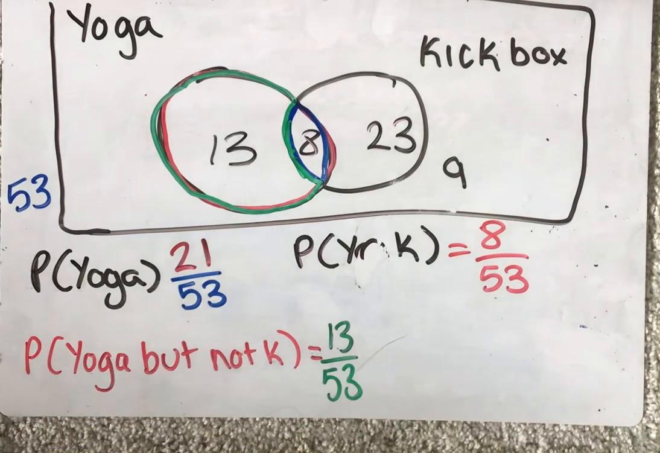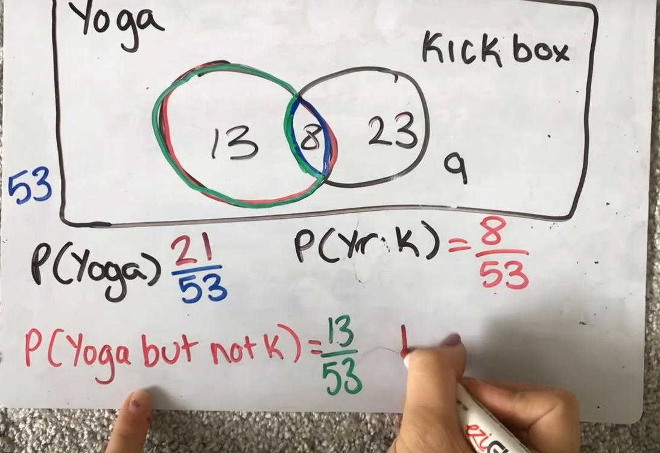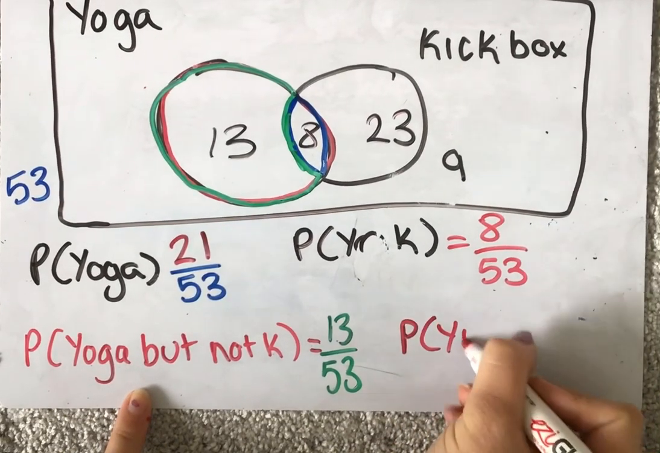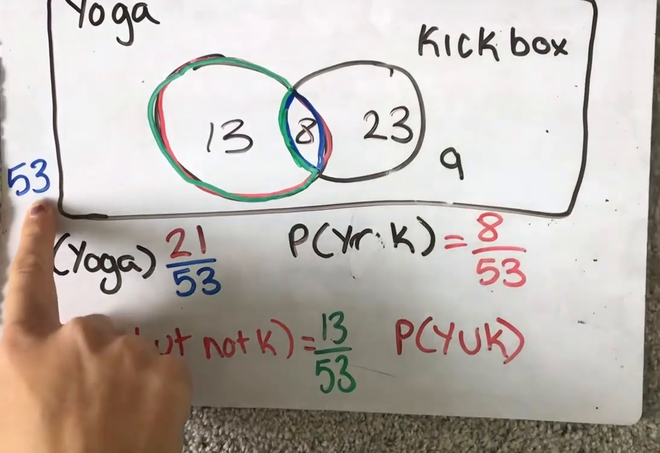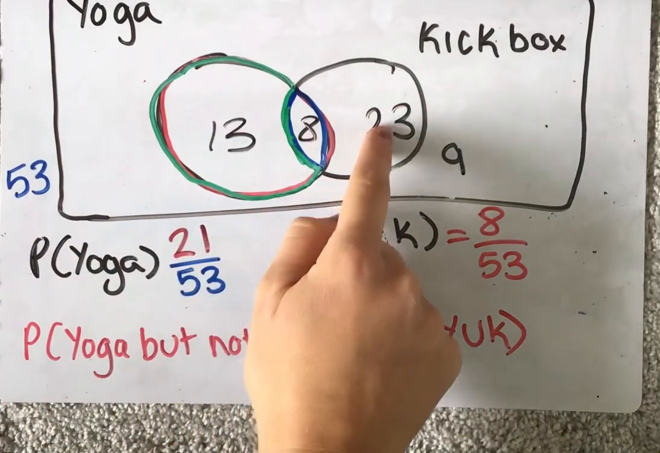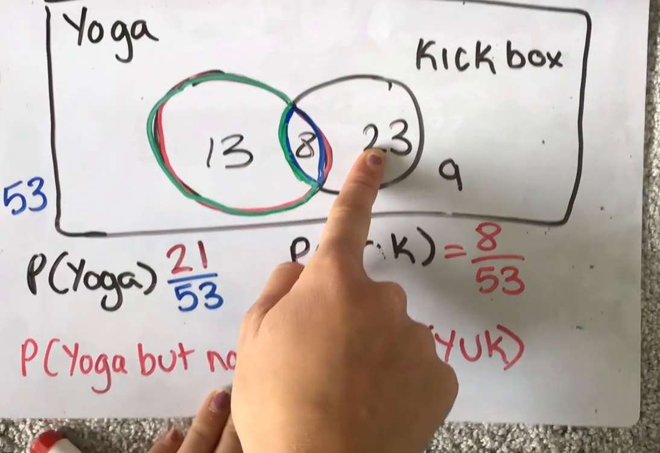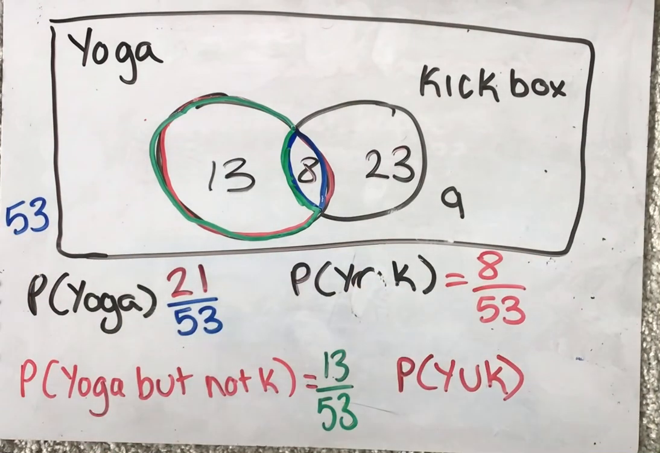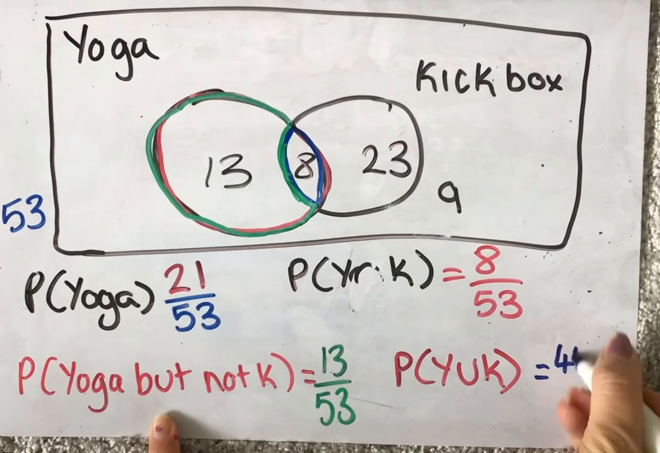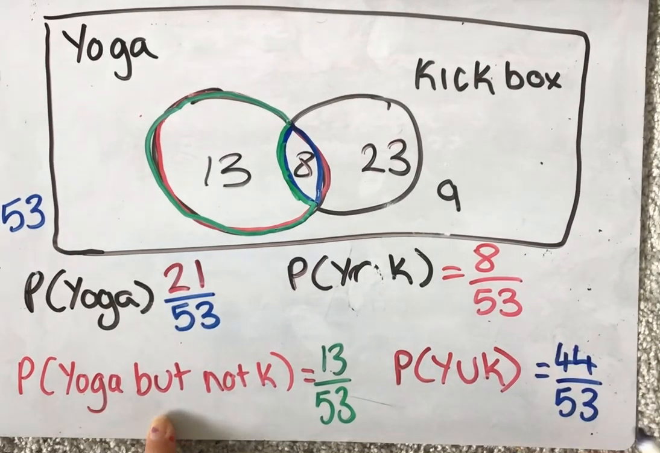Okay, and then I could just have something like yoga or kickboxing or both. So that's my union that we talked about. So my probability of Y-U-K, yuck, looks like this. Okay, you can do this a couple of different ways. Add these three numbers together. Sorry, I'm pushing it up. Or you can just do 53, take away 9 and think of it that way. And I end up with 44 out of 53. Okay, so that is something else that you can do with your different probabilities, okay, and your different Venn diagrams.